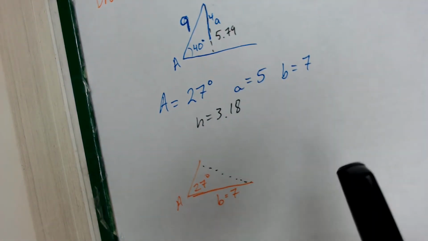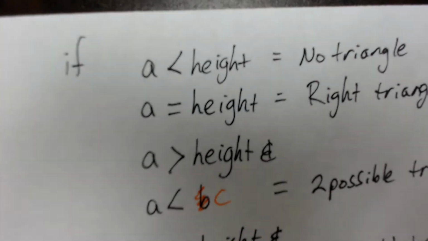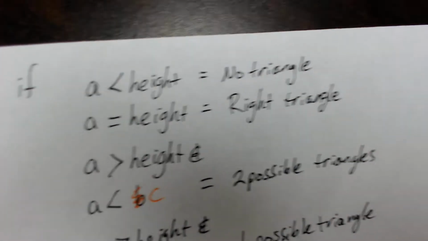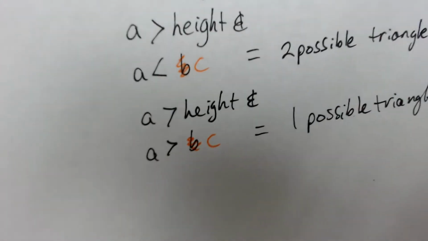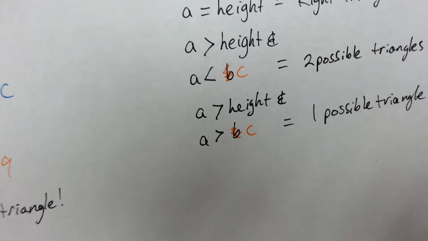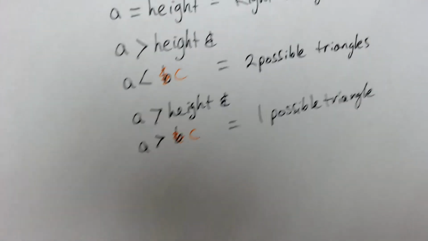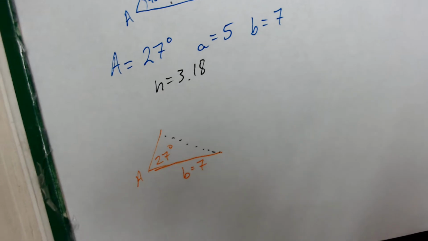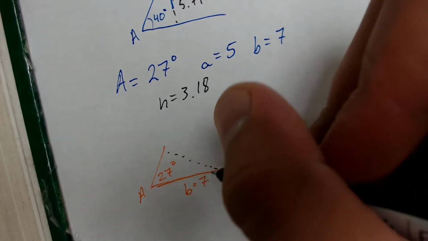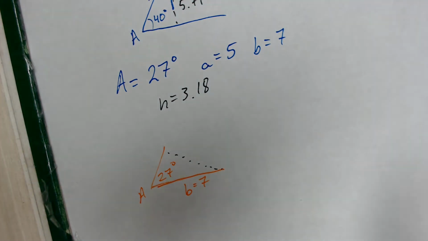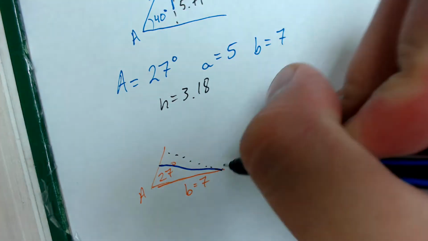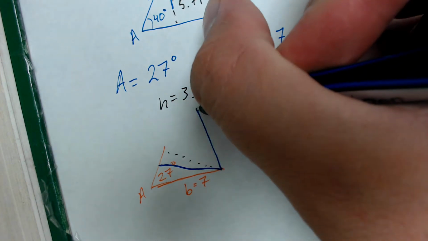Great. So if a is greater than the height, so it's not equal, then it is a triangle, but it's not a right triangle. If it's greater than the height but less than c, or in this case b, we have 2 possible triangles. We already know that a is less than b and greater than the height, so that gives us 2 possible triangles. One triangle where a slants inwards, and another possibility where a slants outward.